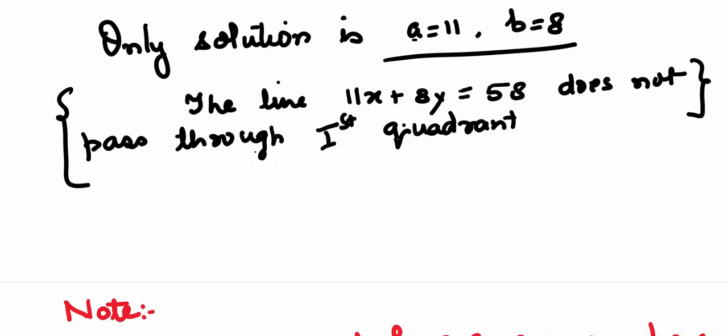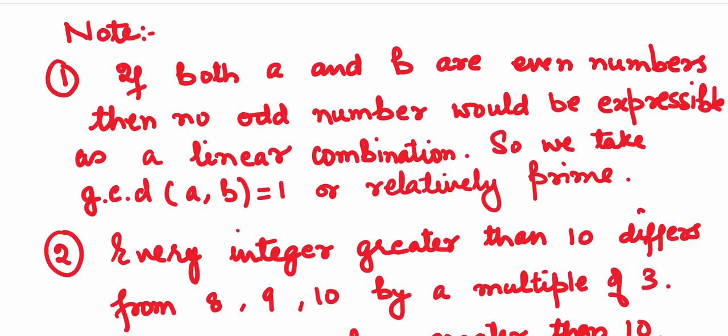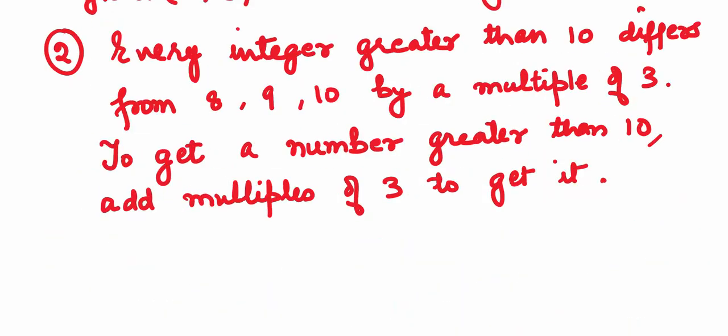Why we took this as the solution is, when you form the line 11x plus 8y equal to 58, it does not pass through the first quadrant. A few things to remember. If both A and B are even numbers, then no odd number would be expressible as a linear combination. So we take the GCD of A and B to be 1, or they should be relatively prime. Every integer greater than 10 differs from 8, 9 and 10 by a multiple of 3.